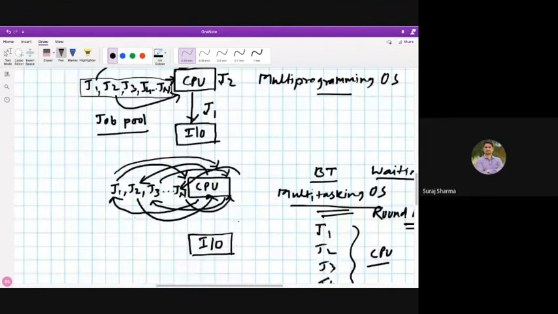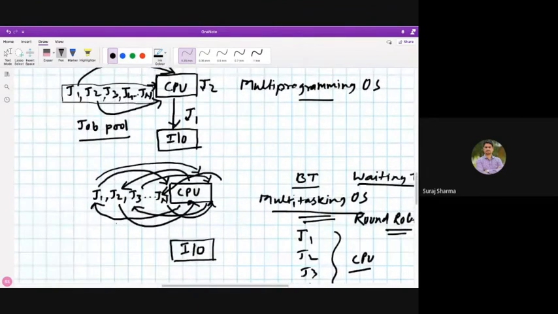Now, the third type of operating system is called the multitasking operating system. When a job is submitted for execution, it should be in the RAM or main memory. These jobs will be executed in the CPU. And what happens in a multitasking operating system is that it will not execute the job up to its burst time.